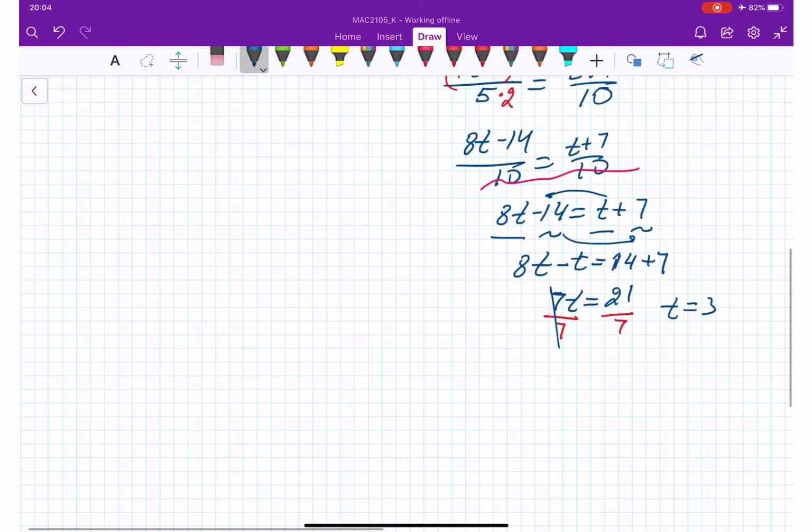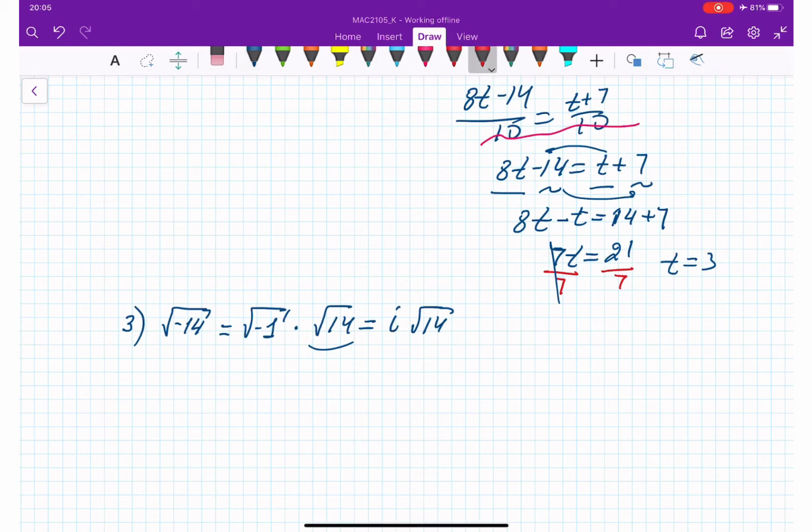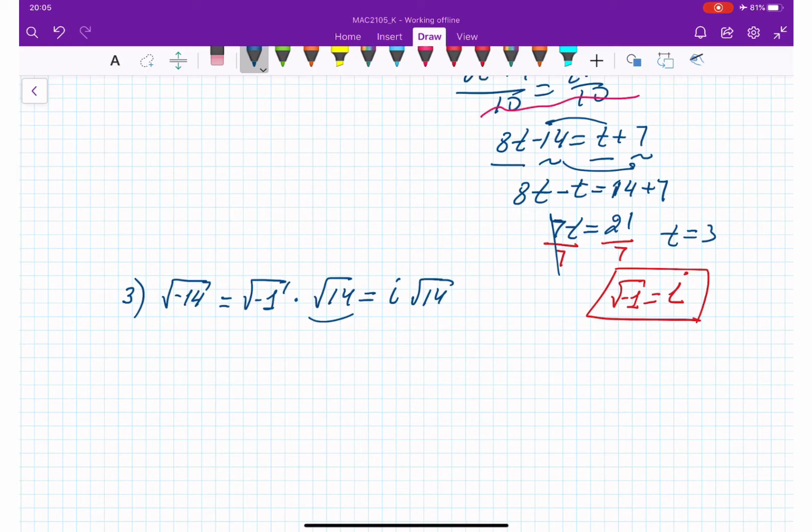Question number 3. Square root negative 14. Remember how we do it? We separate negative 1 times square root of 14. So square root of 14, nothing is coming out. So it's going to stay square root 14. And square root of negative 1 is i. Remember? Okay. We are done. Question number 4.